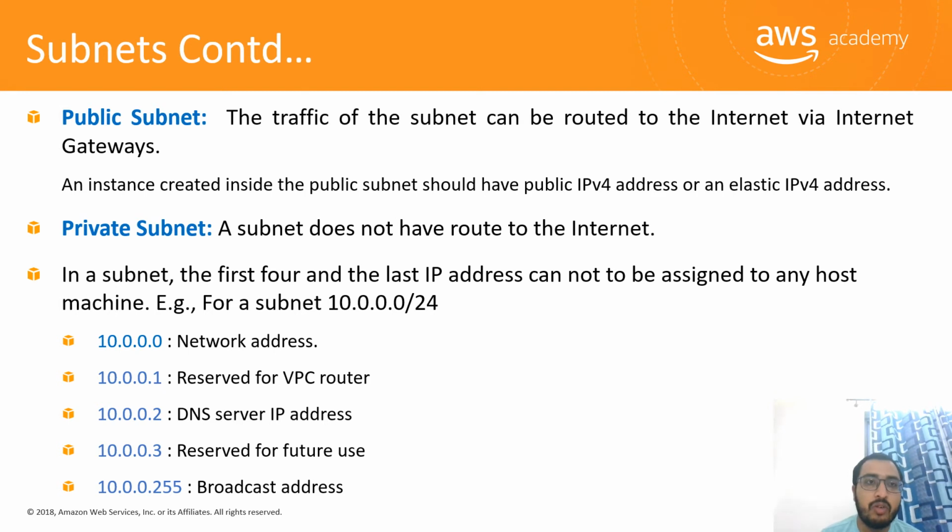Continuing with the public subnet, the traffic of the subnet can be routed to the internet via the internet gateway. As we all know, a private subnet is private only. In each subnet, the first four and the last IP address cannot be assigned to any host machine. For example, this one is a unique network address which cannot be assigned. This one is reserved for the VPC router. This one is the DNS server, and this one is reserved for future use.